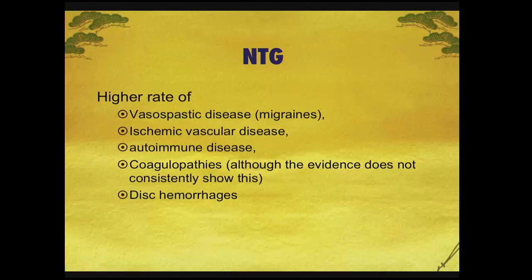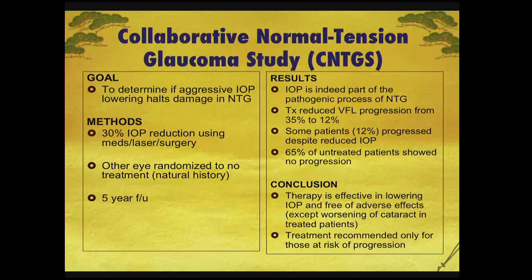That said, normal tension glaucoma patients do have a higher rate of vasospastic disease, ischemic vascular disease, autoimmune diseases, coagulopathies, and disc hemorrhages. So the collaborative normal tension glaucoma study was designed because ophthalmology as a group wasn't really sure if lowering the pressure in people with normal pressure actually stopped or helped glaucoma. So this study also has sort of a unique design. They were aiming for a 30% IOP reduction, and you could do that with any method: drugs, laser, or surgery.